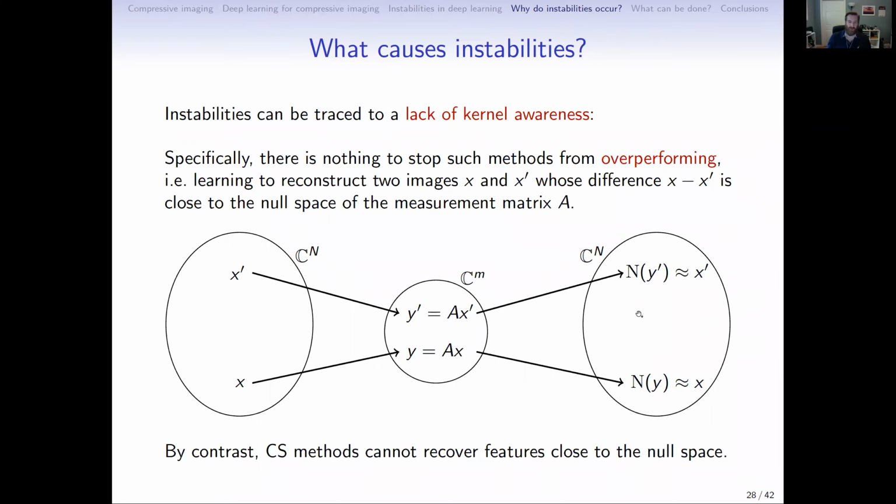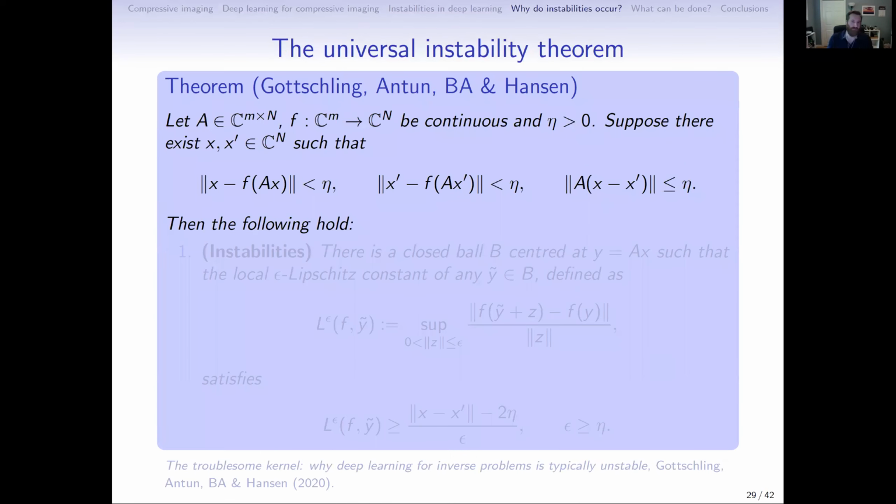But I can always set up a training procedure where I can do this. I can think about X and X primed as being in my training set. If I'm able to drive my training error down to 0, then I can always find a network that's going to recover X prime very well and recover X very well, even though Y and Y primed are very close to each other. But it should perhaps not come as a surprise that this is going to cause instabilities. And here's the theorem that explains it.